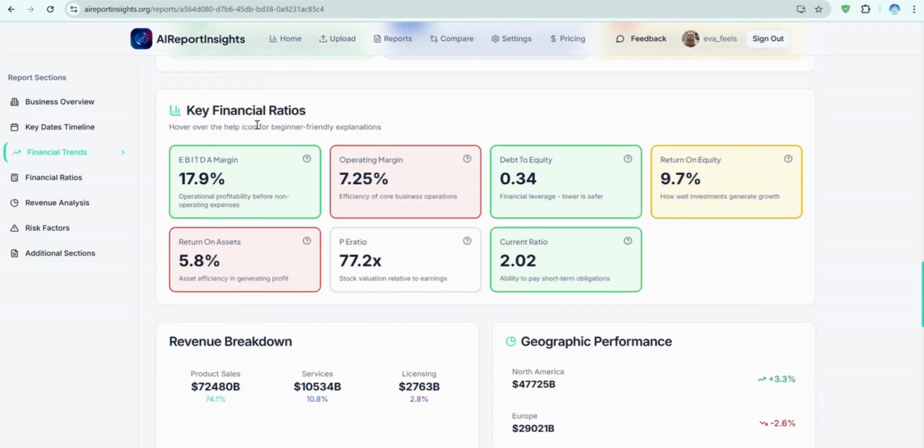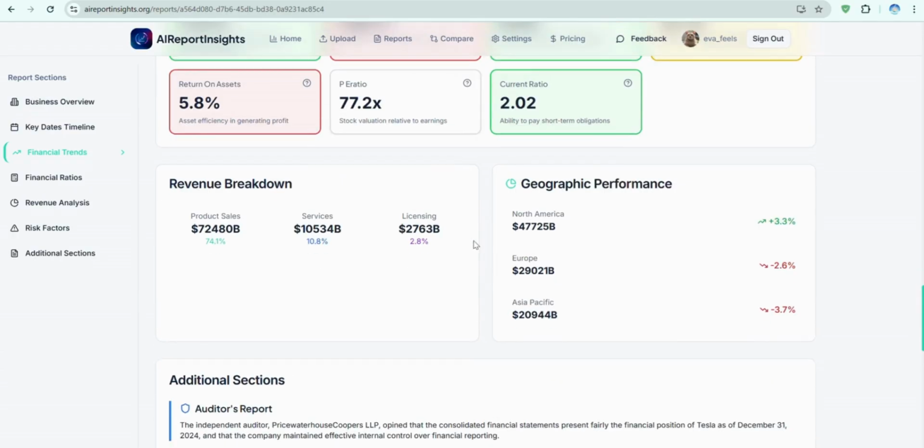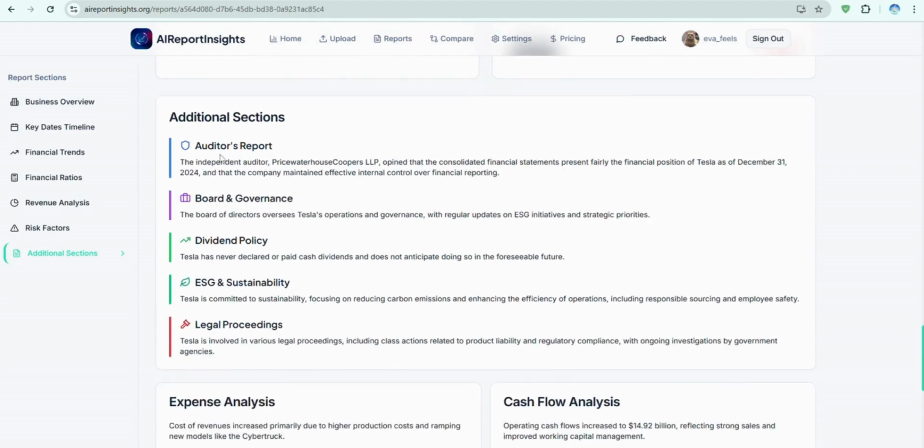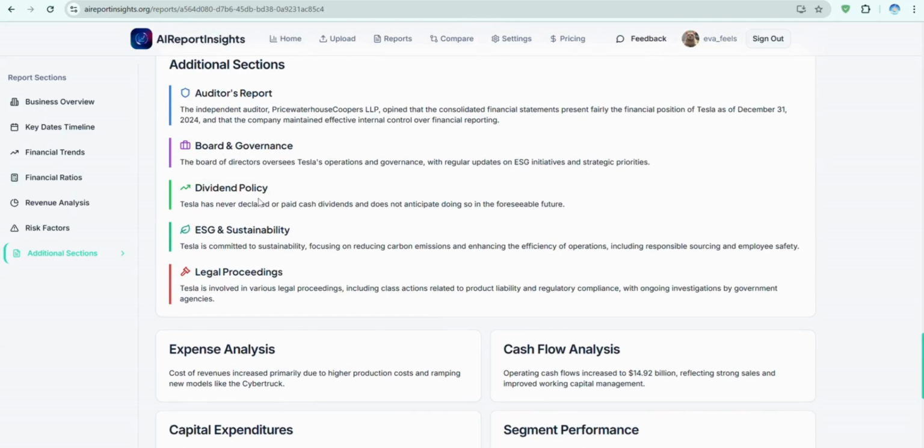Other parts are key financial ratios. EBITDA, for example, is 17.9%. You can see here that it's operational profitability before non-operating expenses. And the PE ratio is 77.2, which means the stock valuation is much higher than the current earnings. Then revenue breakdown, geographic performance, and dividend policy. Tesla never declared or paid cash dividends, and they don't anticipate doing so in the foreseeable future.